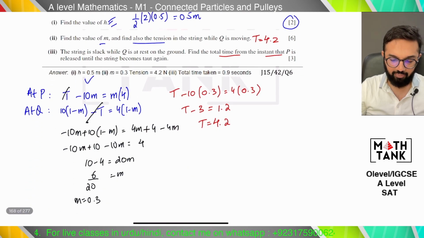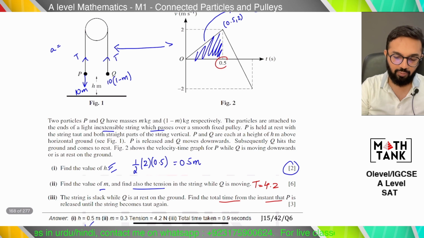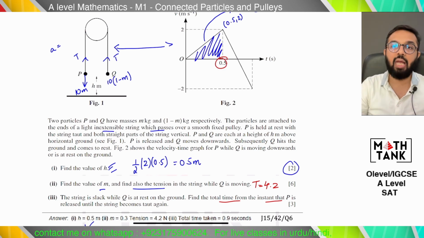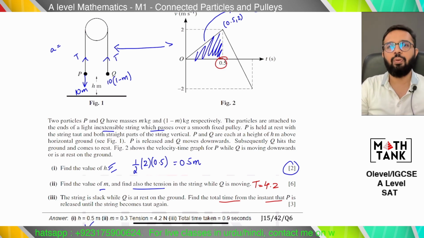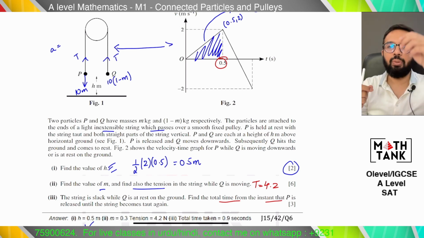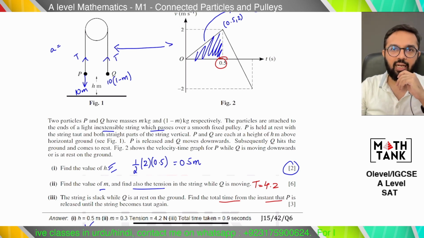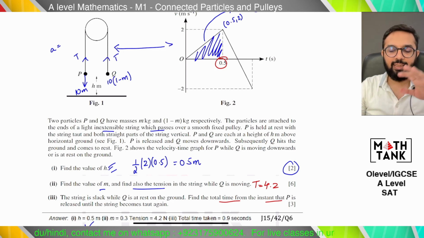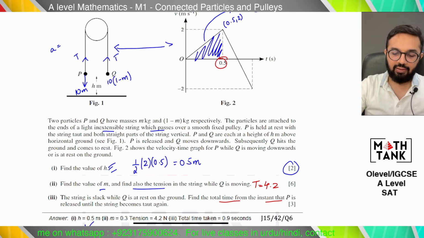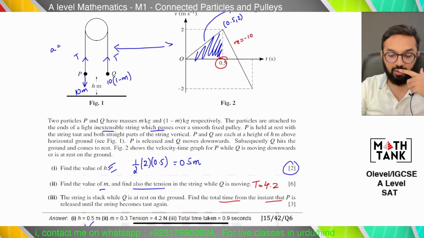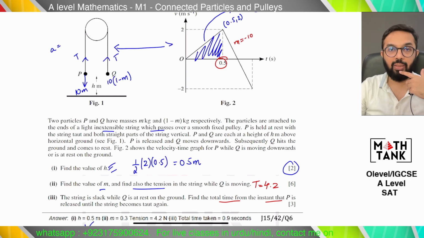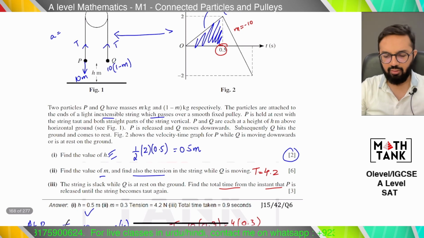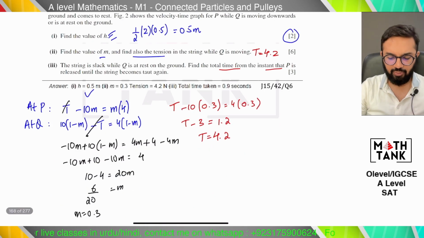It says find the total time from the instant that P is released. So how much time has it spent right now? It spent 0.5 seconds while the system was active. The acceleration was 4, Q was going down, P was going up. Once that system breaks, the acceleration will automatically be minus 10. It's going to move freely under gravity, so the gradient is also minus 10. Let's see if we have to use the graph, or we can do it otherwise as well.